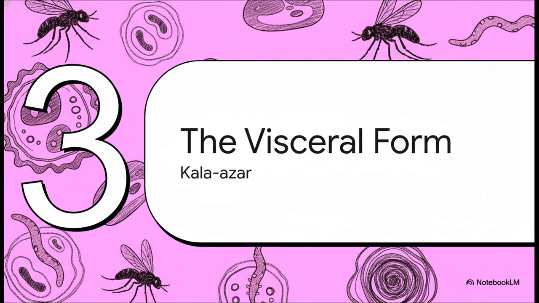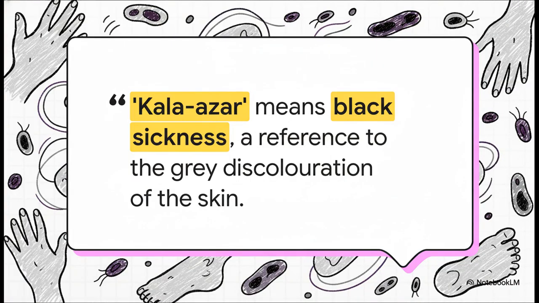We're talking about visceral leishmaniasis, or as it's more commonly known, Kala-Azar. This is a systemic disease. The name Kala-Azar actually tells you something important. It means black sickness. And that's a direct reference to a clinical sign you can see in advanced cases, a characteristic grayish, dark discoloration of the skin.